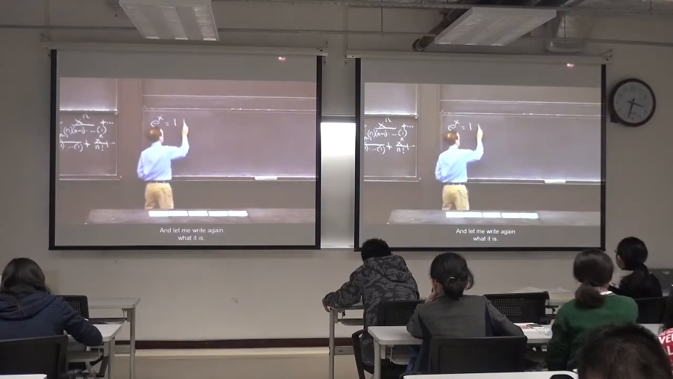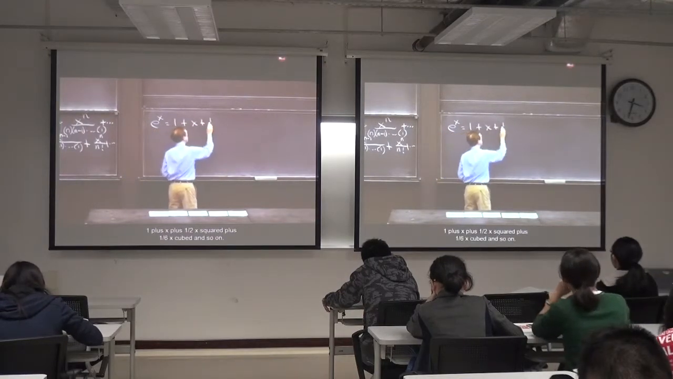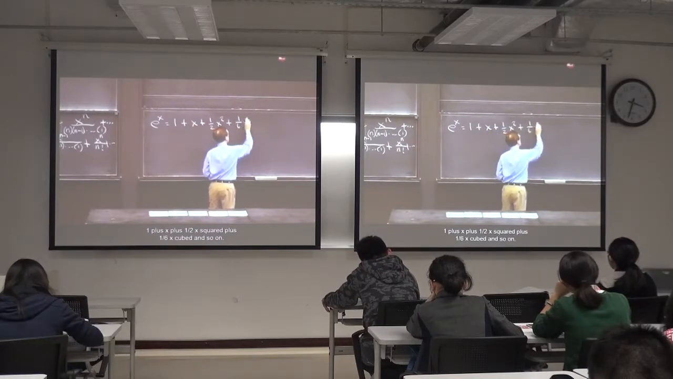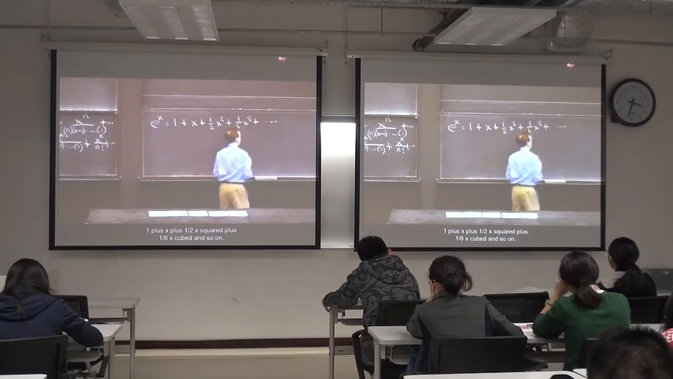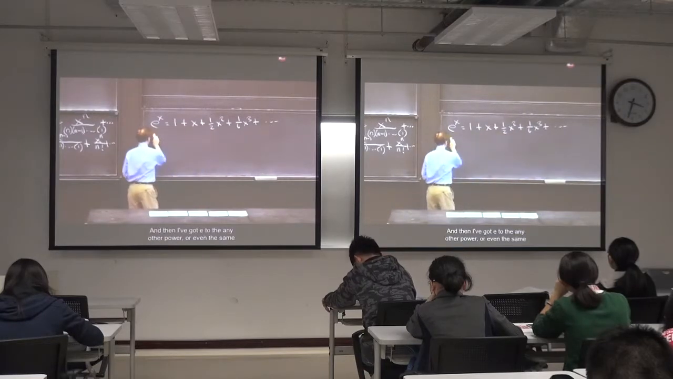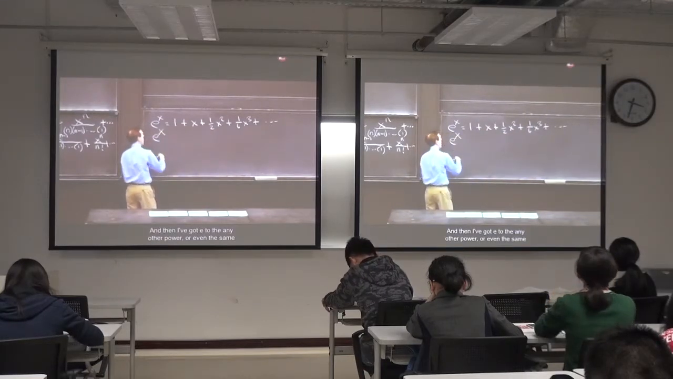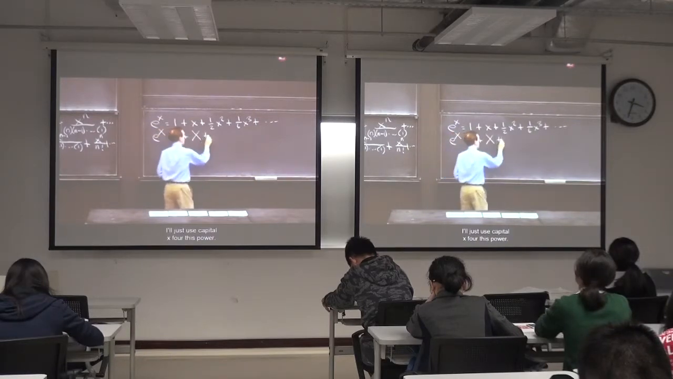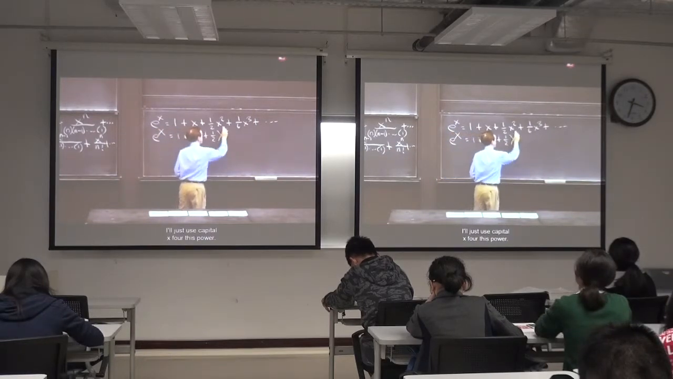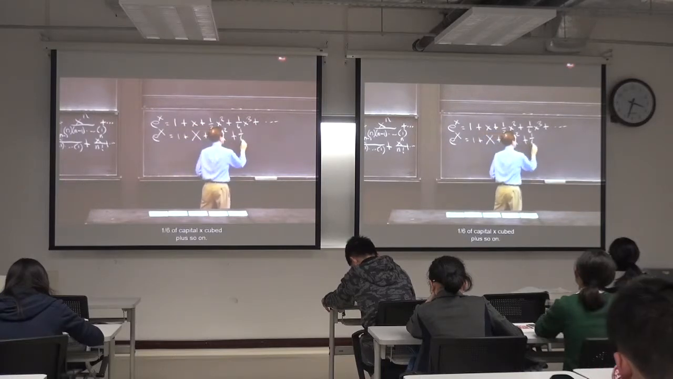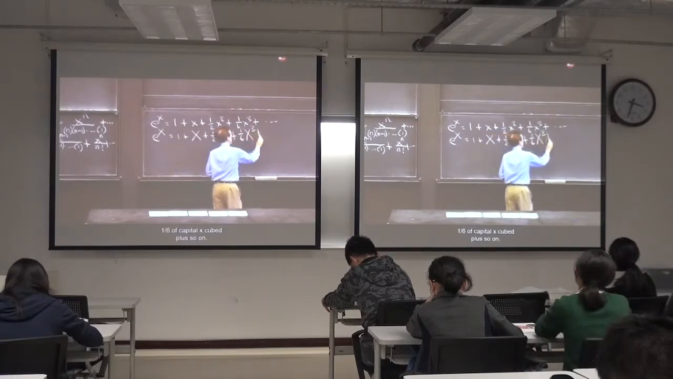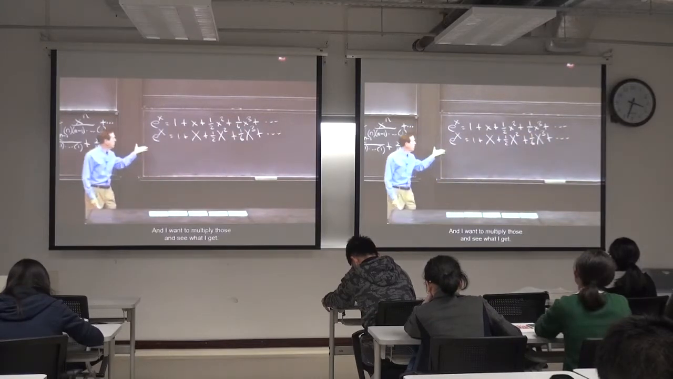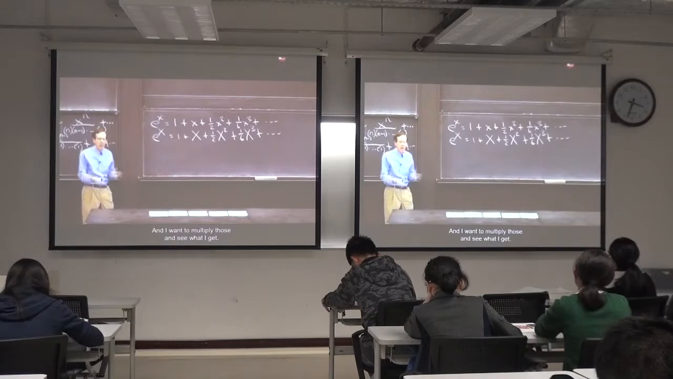And let me write again what it is. 1 plus x plus a half x squared plus 1/6 x cubed, and so on. And then I've got e to any other power, or even the same power. 1 plus, I'll just use capital X for this power, plus 1/6 of capital X cubed plus so on. And I want to multiply those and see what I get.